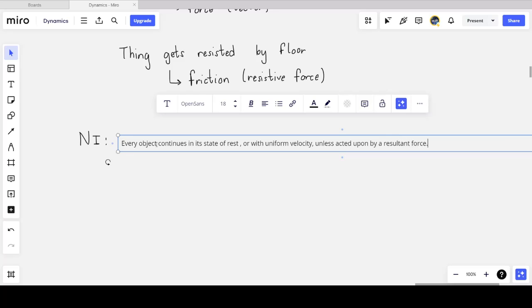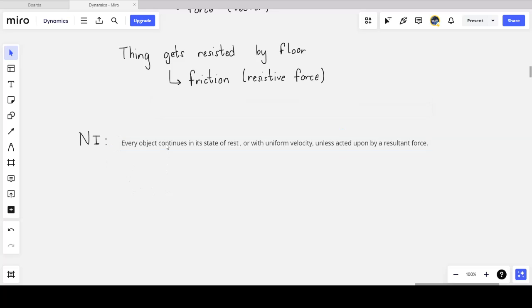So this is what Newton's first law says, and you need to be able to state this in as close as possible to these words as you can. An object, if it's at rest, will remain at rest. If it's moving at constant speed, it's going to move at constant speed unless there's some resultant force acting on the object, meaning there's a force that's unbalanced on the object.